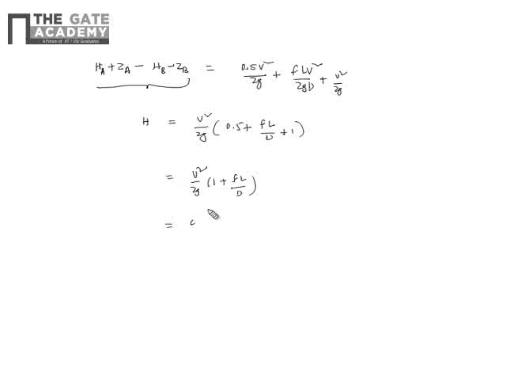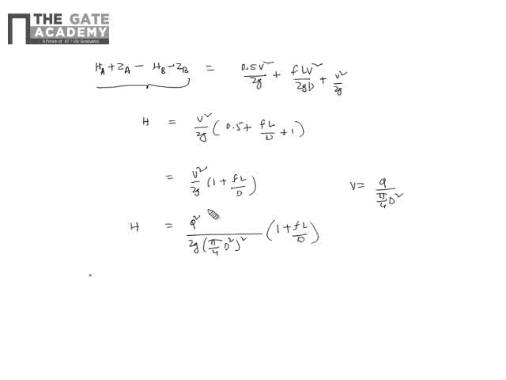V can be written in terms of Q. So V is the volume flow rate Q divided by the area, which if it is circular is pi by 4 d square. So Q square by 2g times pi by 4 d square, whole square, into 1 plus FL by d.